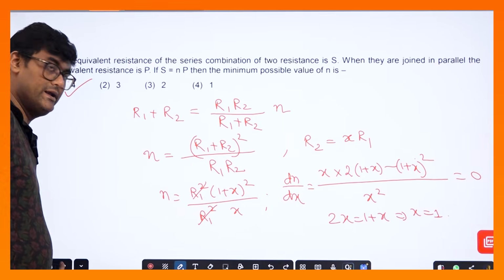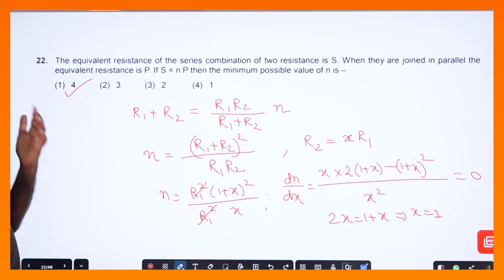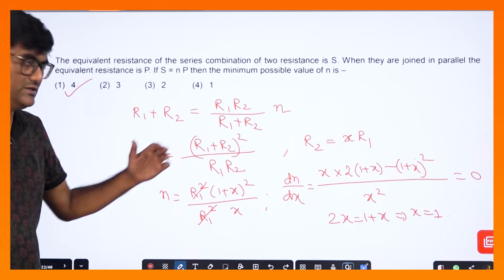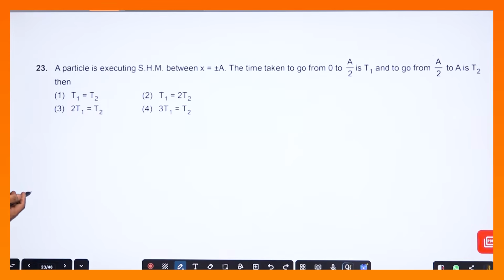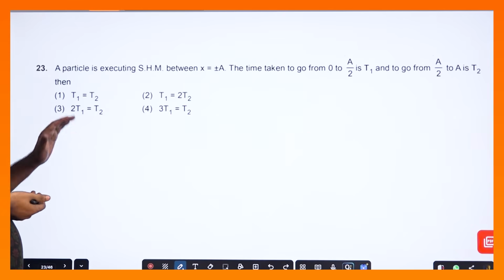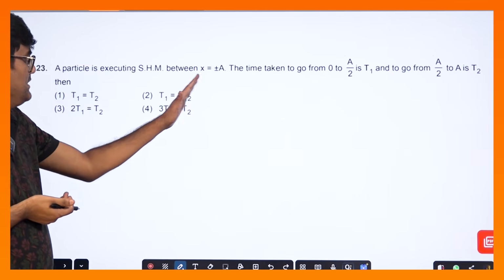Option 1 is the correct answer for this question, right? So whenever you are in a dilemma, you can solve in this way. It will take a little more time, but you are getting the correct answer. A particle is executing SHM between plus A and minus A.